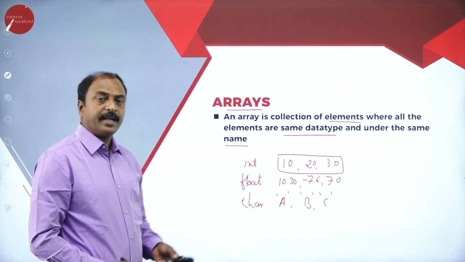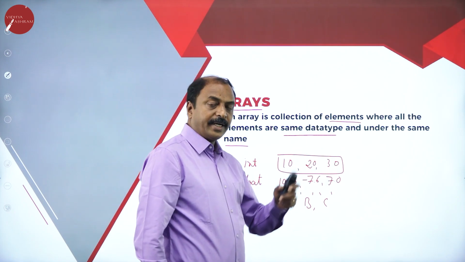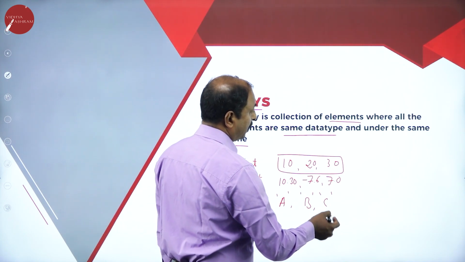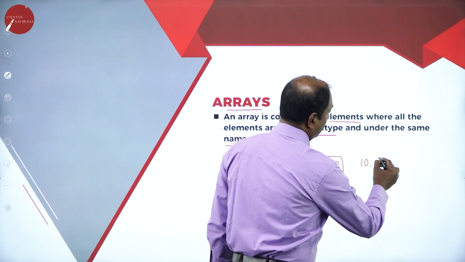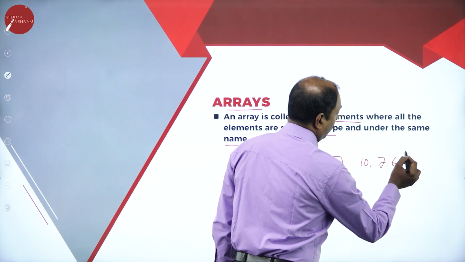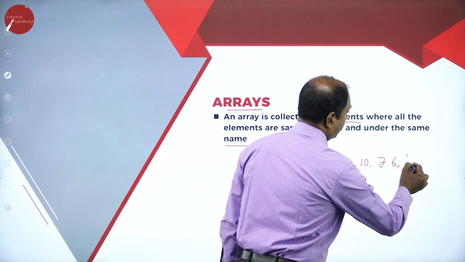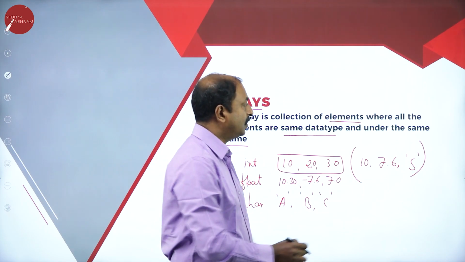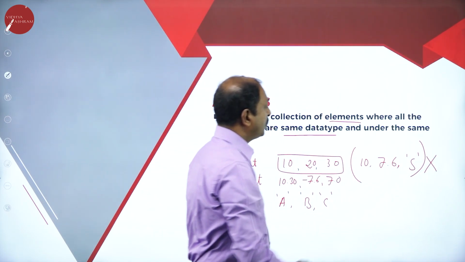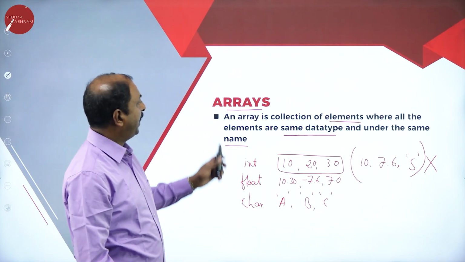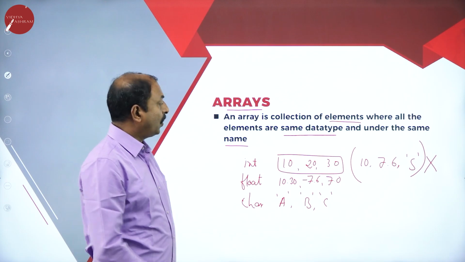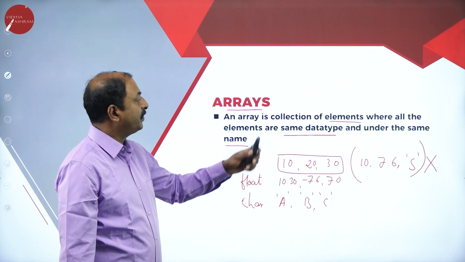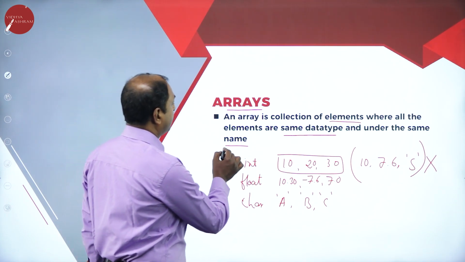See, this is an array. An array is nothing but a group of elements, all of only one data type. So by mistake or by chance, if you have elements like 10, 7.6 and a character, and you group together these elements, this is not called an array because they are of different data types. So an array is a collection of elements where all the elements are of one or the same data type. That is the definition of an array, and it comes under only one name.